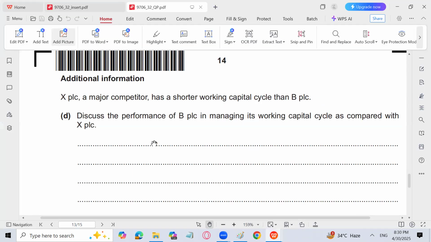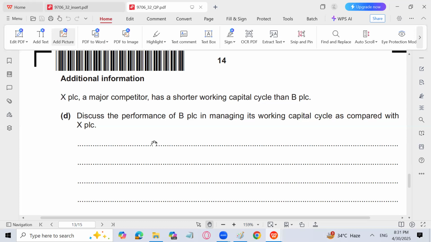So if X public limited company has a shorter working capital cycle, it means that they are managing their current assets more properly. It means that they are able to convert their inventory into sales quickly. They are able to collect the amount from the trade receivables very quickly. Either they are giving cash discount to customers, or they are charging interest on overdue accounts, or they have a good relation with the customers. They are getting the amount quickly in comparison to B public limited company, and they are making their payment to their trade payables at a later date. They are taking a longer time to pay their trade payables.